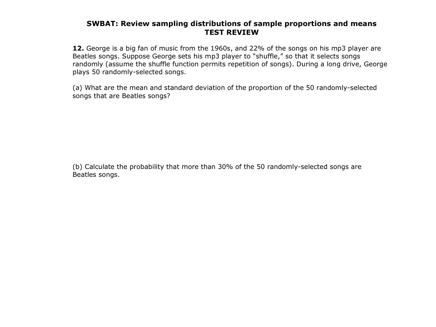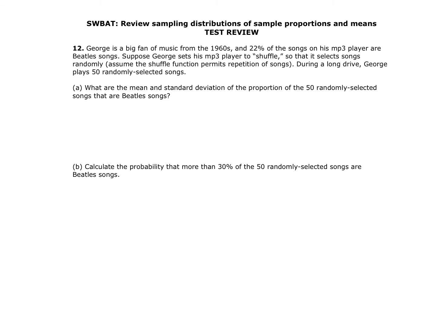The last one is another proportion problem, and it says that George is a big fan of music from the 60s, and 22% of the songs on his MP3 player are Beatles songs. Suppose George sets his MP3 player to shuffle so that it selects songs randomly. During a long drive, George plays 50 randomly selected songs. What is the mean and standard deviation of the proportion of the 50 randomly selected songs that are Beatles songs?